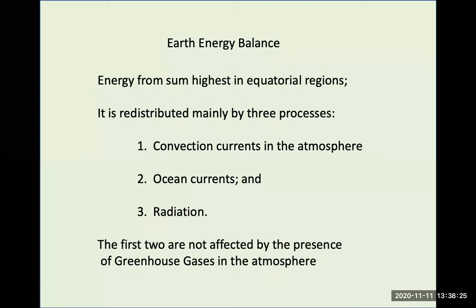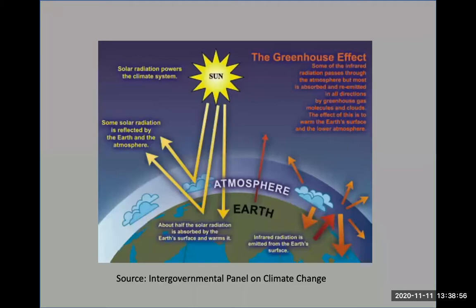On this slide, it's about the energy flow, which is vitally important to Earth's climate. The major pathways for transport of energy received from the sun are summarized here. Note especially that the first two are not affected by greenhouse gases. Radiation transport of energy is strongly affected by greenhouse gases. Heat is lost through infrared radiation from the Earth into space.